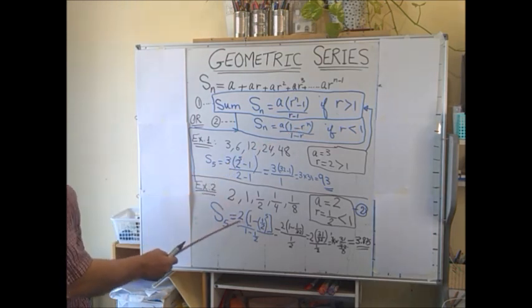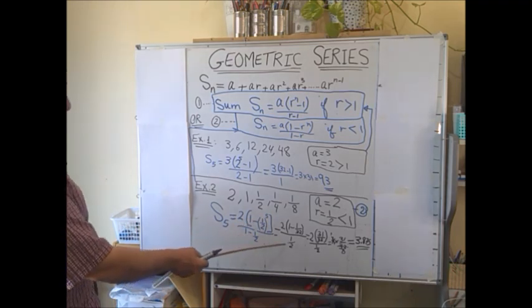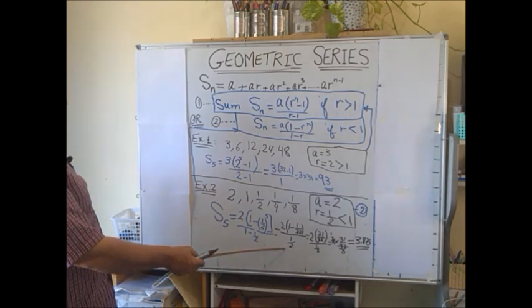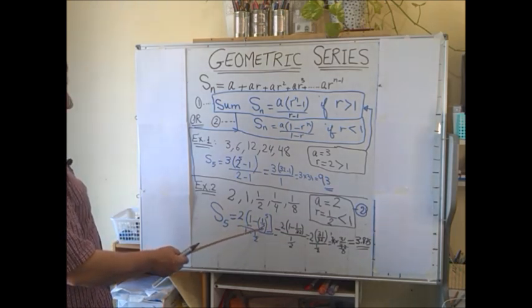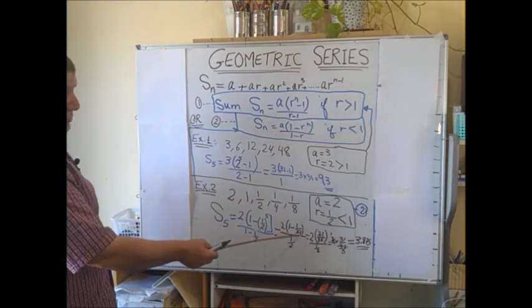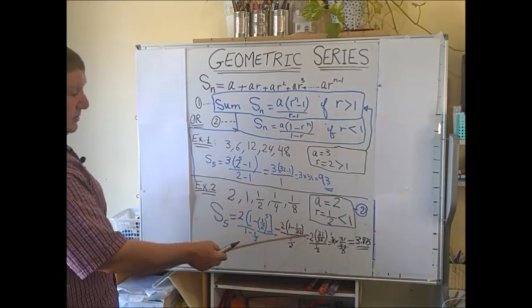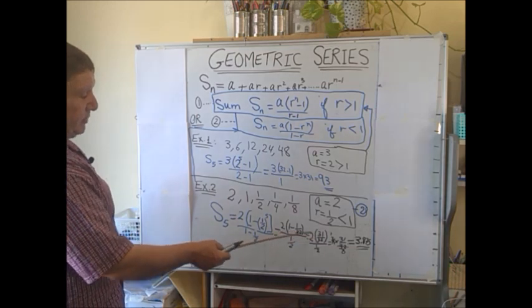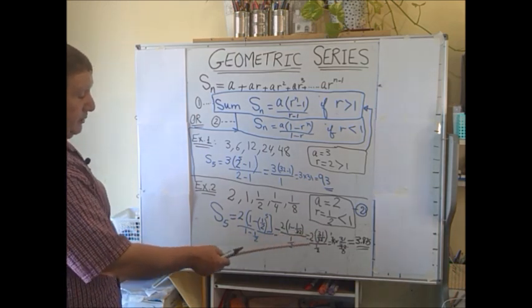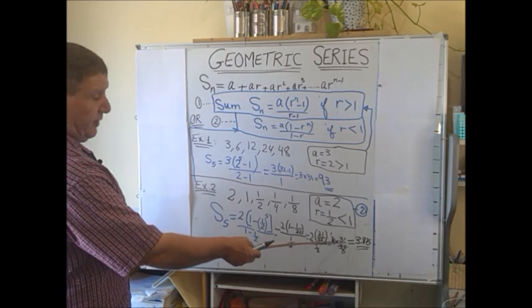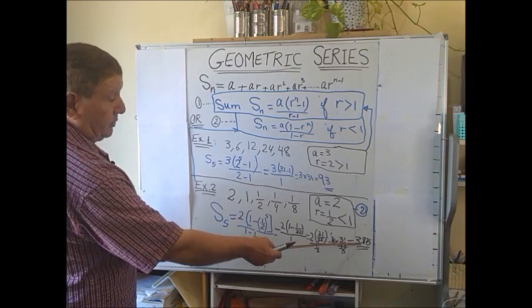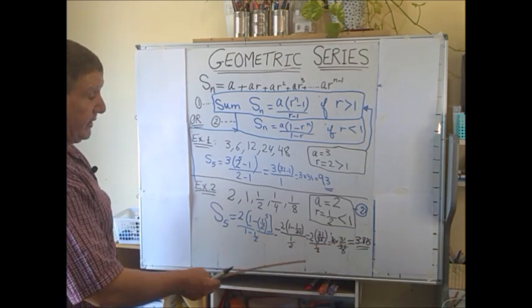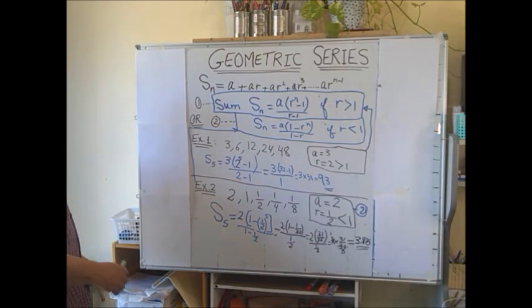So 2, the first term, times (1 minus half to the power 5) over (1 minus half). Okay, the denominator now is positive, it's half. Half to the power 5 is 1 over 32. Multiplied by 2, simplify, that gives you 31 over 32, multiplied by 2 over half. If you simplify more, that will give you 3.875, or 3 and 7 over 8 as a fraction.